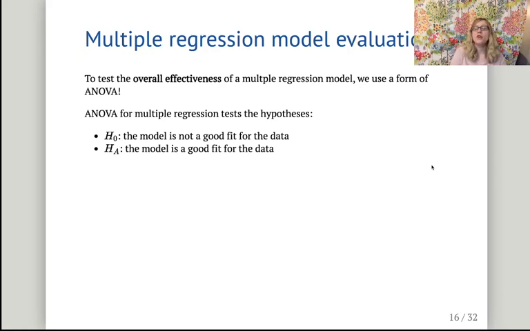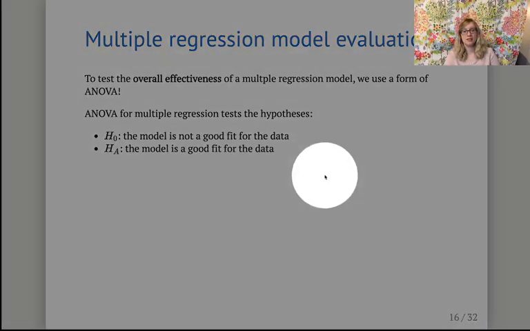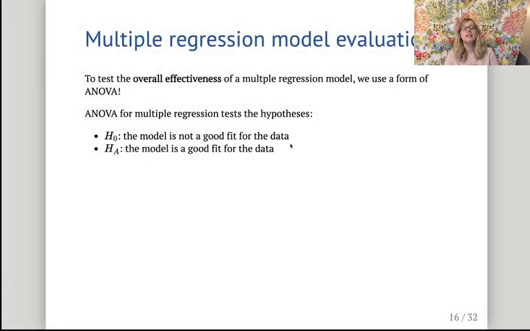To test the overall effectiveness of a multiple regression model, now that we have more variables, we want to know if our model is effective overall. We'll actually use a form of analysis of variance, which is kind of cool, that linkage between the two techniques. Analysis of variance in this context is testing the following hypotheses. The null hypothesis is that the model is not a good fit for the data. The alternative is that the model is a good fit.